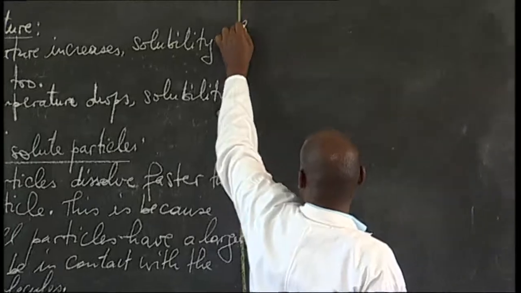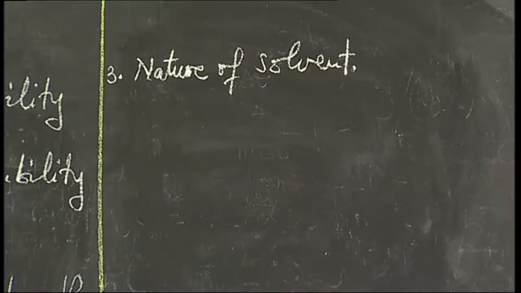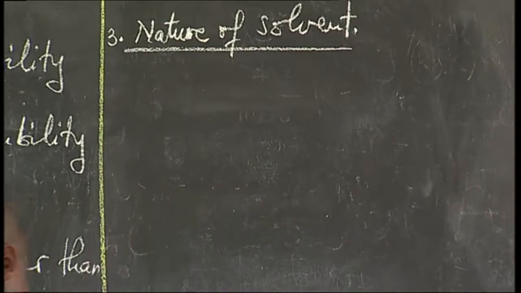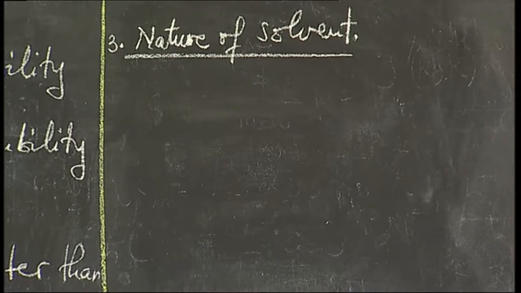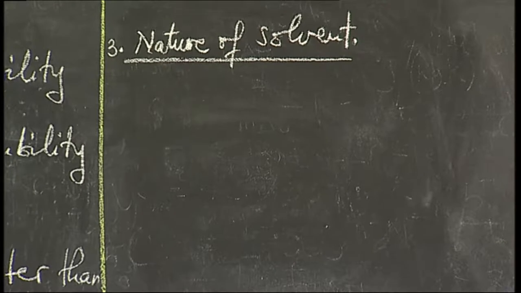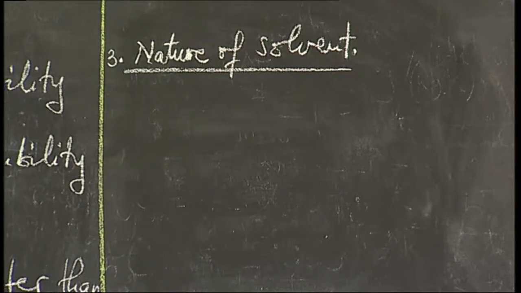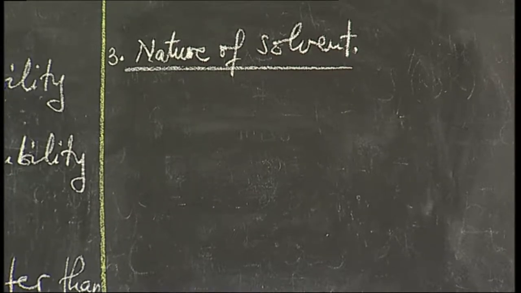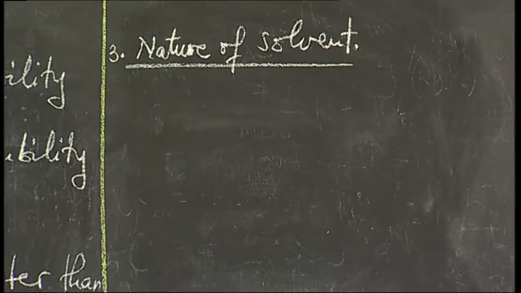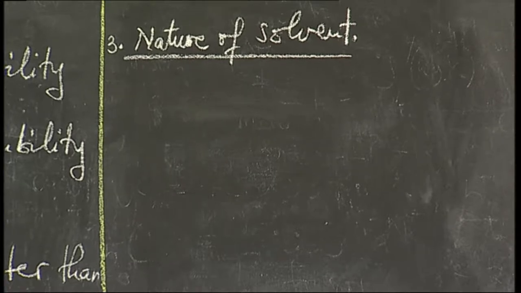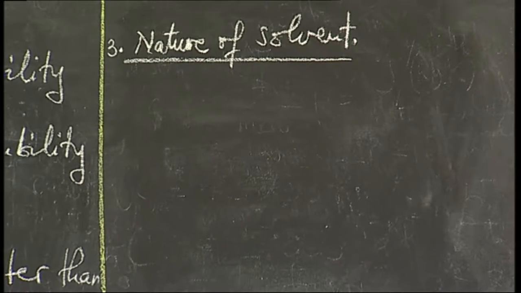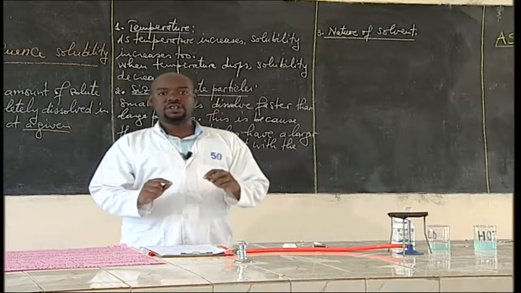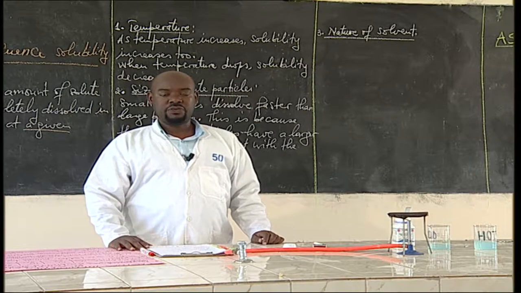Factor number three is nature of solvent. And how does the nature of solvent affect solubility of salts? We have different types of solvents. We have explained that when we were studying the ionic bonding and covalent bonding and comparing the physical properties of ionic compounds and those of covalent compounds. We have seen that ionic compounds are insoluble in organic solvents but soluble in inorganic solvents, such as water. Hope you remember that very well.